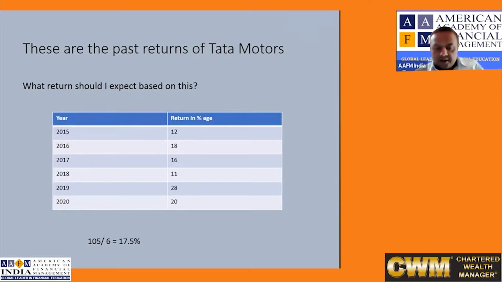Actual minus expected. That is, in 2015 it was 12 minus 17.5. In 2016 it was 18 minus 17.5. In 2017 it is 16 minus 17.5, and the sign is changing with each answer. 11 minus 17.5, 28 minus 17.5, and 20 minus 17.5. Yes, that's actual minus expected.